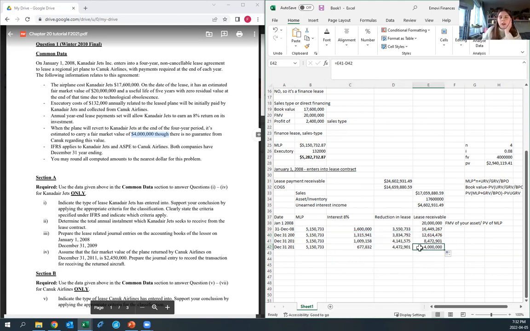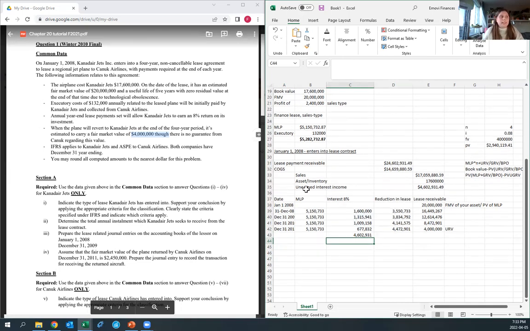Right, so you see at the end here, that number is familiar, right? That number is the 4 million of unguaranteed residual value that we had earlier. The 4.6 million comes from the sum of all the interest payments that you're going to receive as interest income. So it makes sense that we put it as unearned, because we're going to receive it in the future.